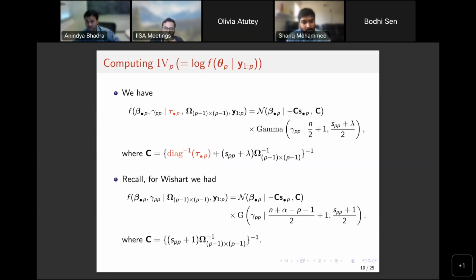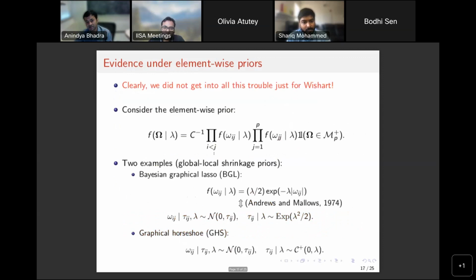Okay. So if you have a Wishart prior, you have a prior on the entire omega, right? So the properties of the element-wise priors become hard to visualize. Because of that, this prior is, to me, much more interpretable, right? I can put an element-wise prior on omega ij and an element-wise prior on omega jj, and I can have some better handle on the element-wise properties.